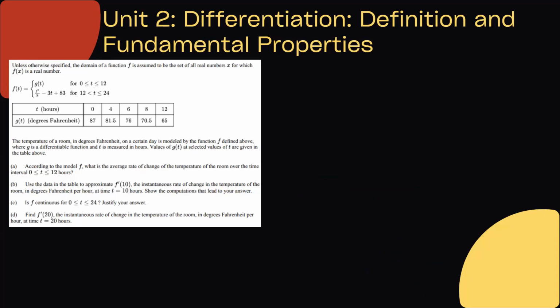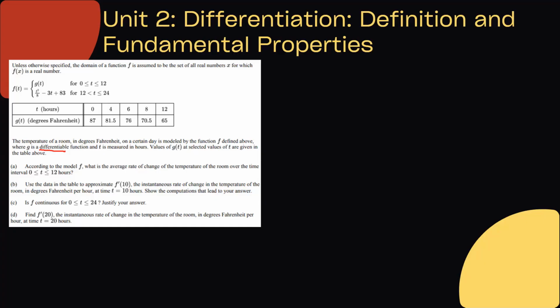Part C, is f continuous for 0 to 24? Justify your answer. For 0 to 24, we have a couple things going on. We have the function f, which is a piecewise defined function. The first piece, g of t, they say that g is a differentiable function, and we know that differentiability implies continuity. So we know f is continuous from 0 to 12. Also, from 12 to 24, the function is a polynomial, and we know polynomials are continuous on their domains. So we would have to write that out.